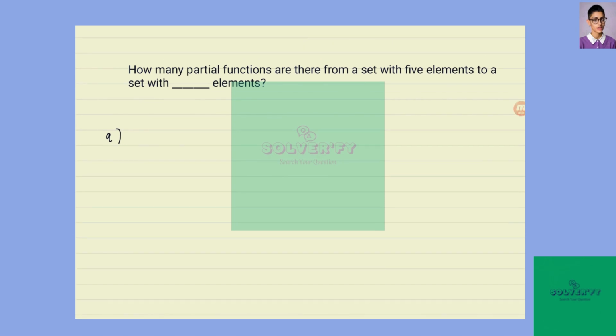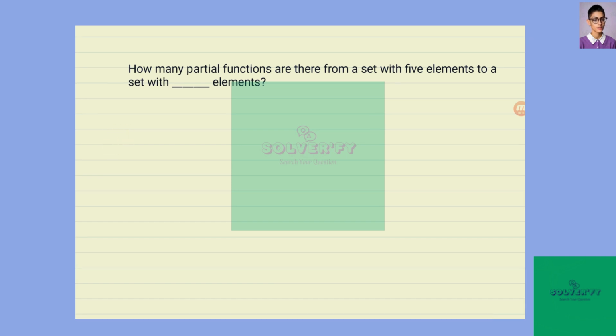All right, for this problem, we want to answer the question, how many partial functions are there from a set with 5 elements to a set with blank elements, where blank will have a different value for each part? So before we actually jump into evaluating anything, I want to point out this partial function thing. Essentially, a partial function is a function where no result is a possible result.